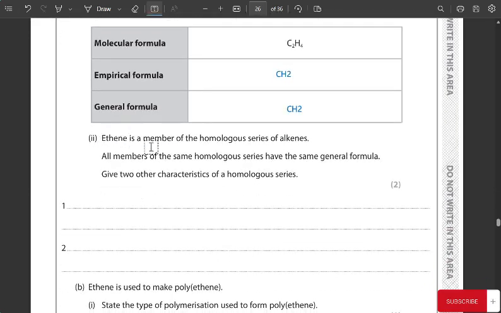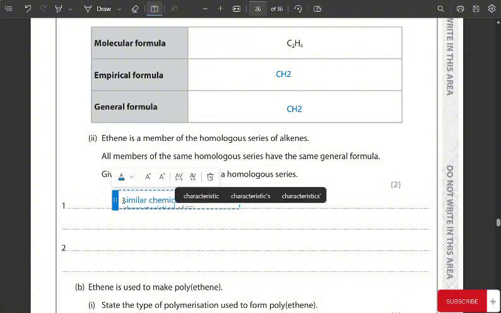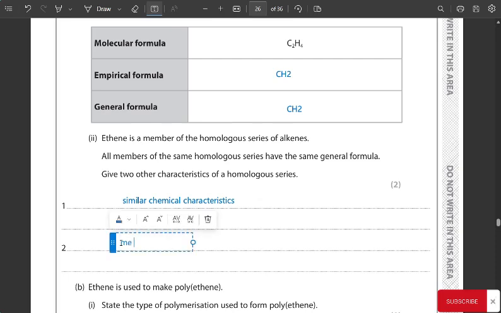Ethene is a member of the homologous series of alkenes. All members of the same homologous series have the same general formula. Give 2 other characteristics of a homologous series. The first one is similar chemical characteristics, and the second one is the same functional group.